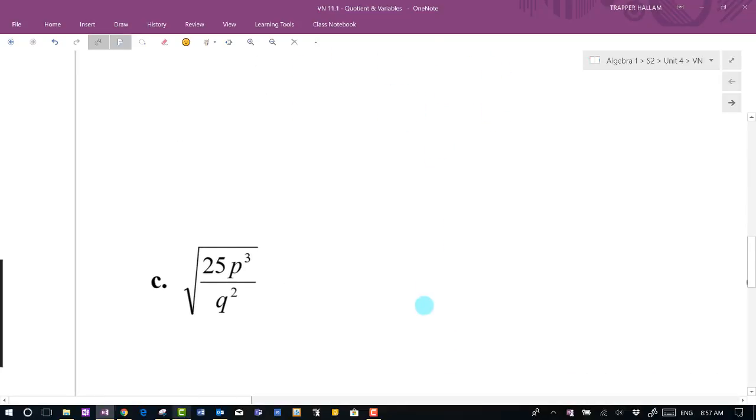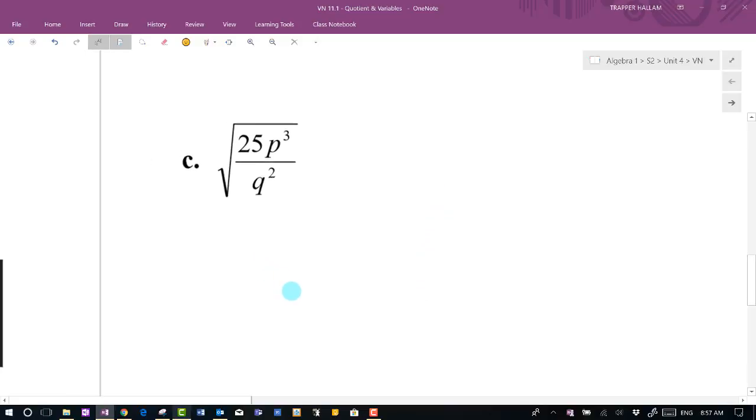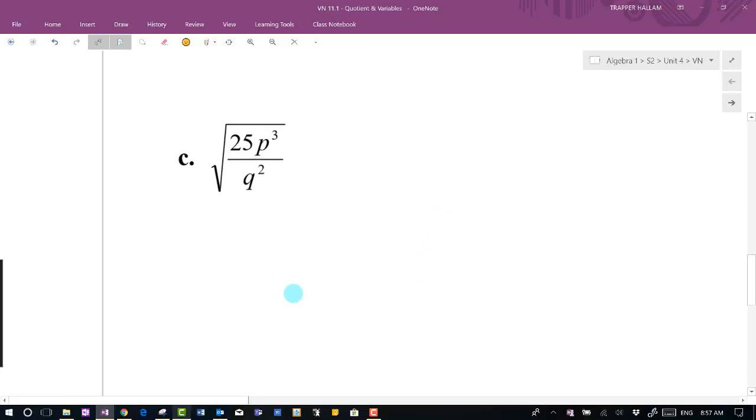All right, let's try another one. This time let's include some variables. Again, the only thing that's different here is that they are variables, and we know how to deal with variables, especially with square roots, again, meaning 2, so the exponents are going to be cut in half.